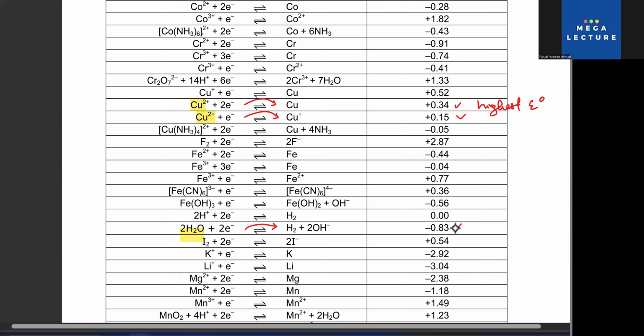So I'm going to go with copper 2 plus gaining 2 electrons to form copper, because that's got the highest E naught. Is that clear?